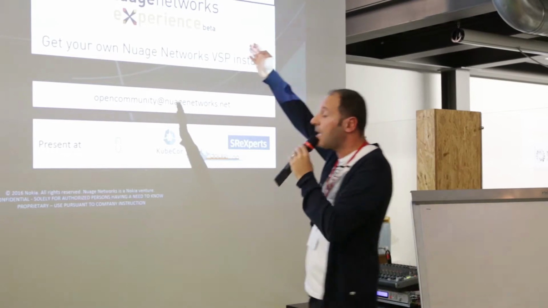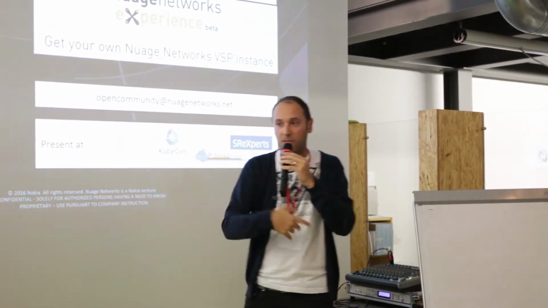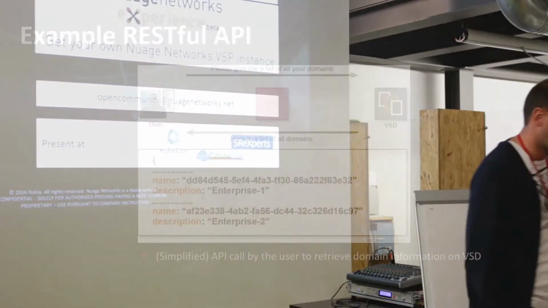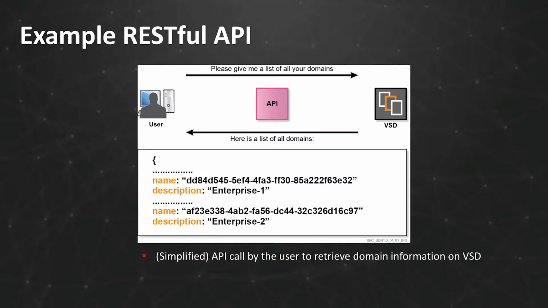You can also program this VSD. You can try a script, whatever you want. We also have a community and events like this. This is just an example of an API call. So what I was saying before, you can ask your VSD what the list of the enterprises or the domains is, and so you receive this information.